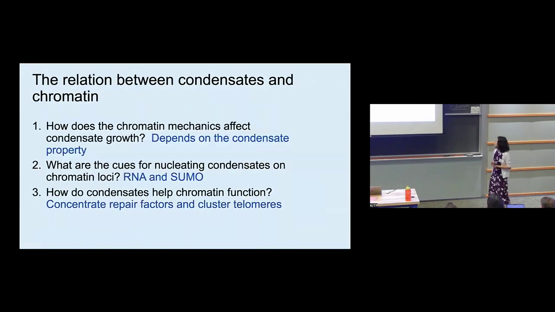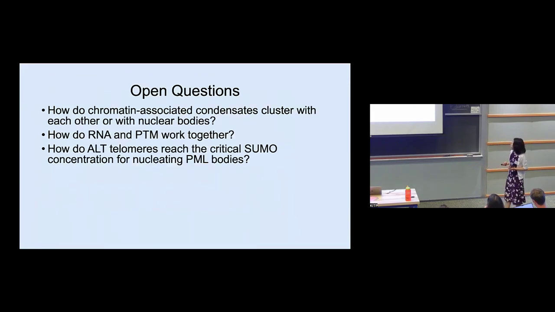So, to summarize, I've shown you that our synthetic condensate tracking data show that the condensate property can play a role in determining how condensates grow in the nucleus. And by using the PML body example, I showed you that RNA and post-translational modifications can be used to nucleate condensates on the telomere, and those condensates help concentrate repair factors and then bring telomeres together to help the DNA repair. And of course, lots of open questions.